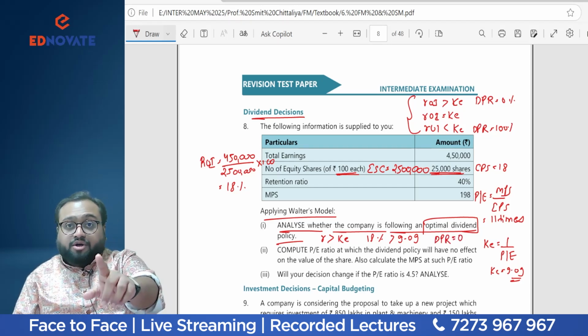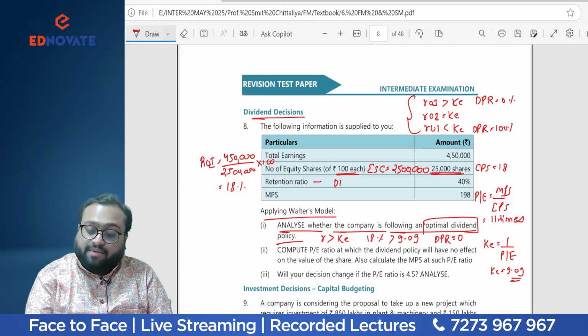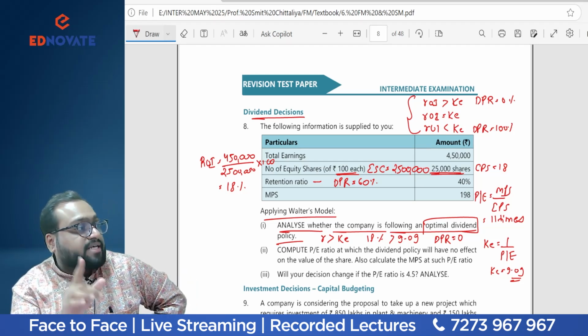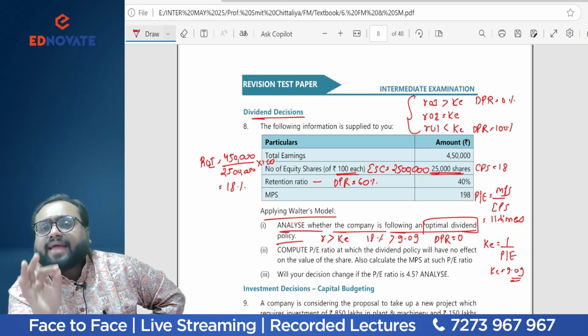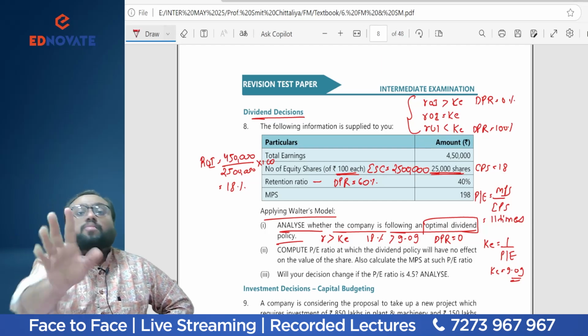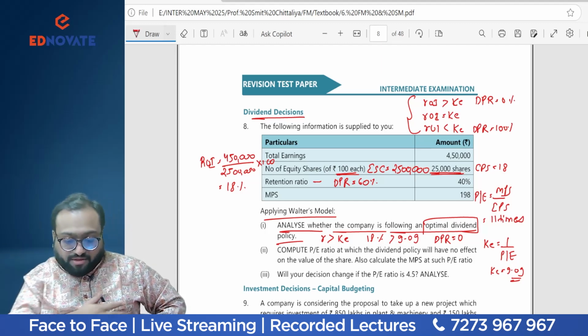Company is not following the optimum dividend policy. How, sir, do you know? Because the retention ratio is 40%. That means your dividend payout ratio is 60%. Means company currently is doing wrong as per Walter's model. Since your R is greater than KE, you should not pay any dividend. So analyze whether the company is following optimum dividend policy. No. The dividend payout is 60%. It should be 0%. Okay.